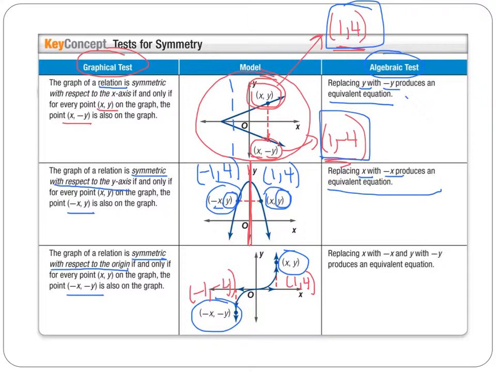So what we would say is for x values that are opposites of one another, the y values that are paired with those x values are also opposites of one another. So 1 and -1 are opposites, just like -4 and +4 are opposites of one another. Algebraically, if we were going to show origin symmetry, replacing x with -x and y with -y would produce an exact same equivalent equation.